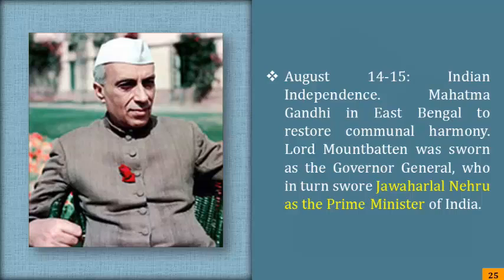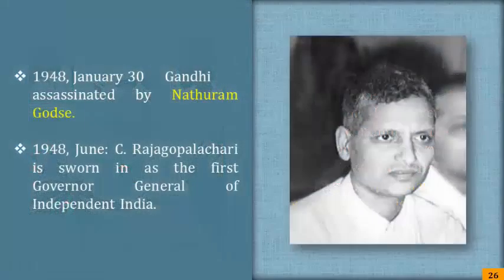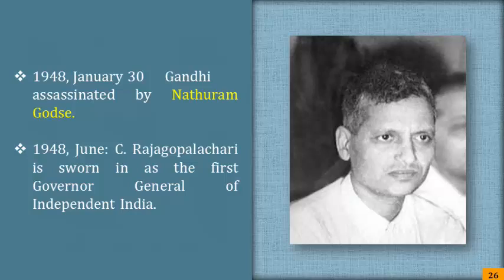Mahatma Gandhi in East Bengal to restore communal harmony. Lord Mountbatten was sworn as the Governor-General, who in turn swore Jawaharlal Nehru as the Prime Minister of India. 1948 January 30th. Gandhi assassinated by Nathuram Godse. 1948 June. C. Rajagopalachari is sworn in as the first Governor-General of independent India.